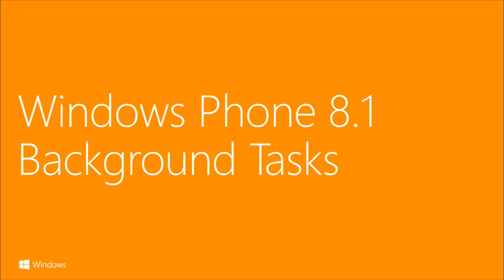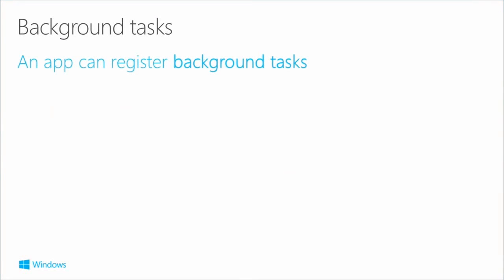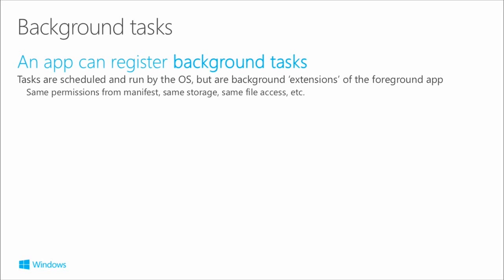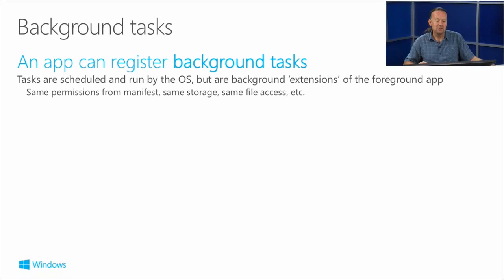So let's have a look now at what we've got with Windows Phone 8.1. First of all, an app can register background tasks. They are actually executed, scheduled and run by the OS, which is responsible for running them in its own process. But they should always be considered background extensions of the foreground app. You create them in the same solution. They have access to the same local folders, the app data folders, the same file access and storage area, and they're subject to the same permissions.